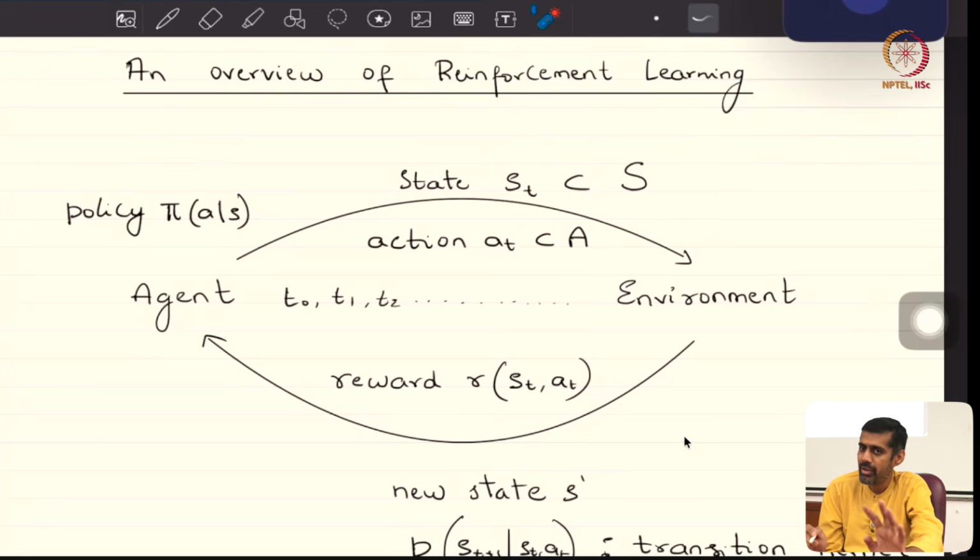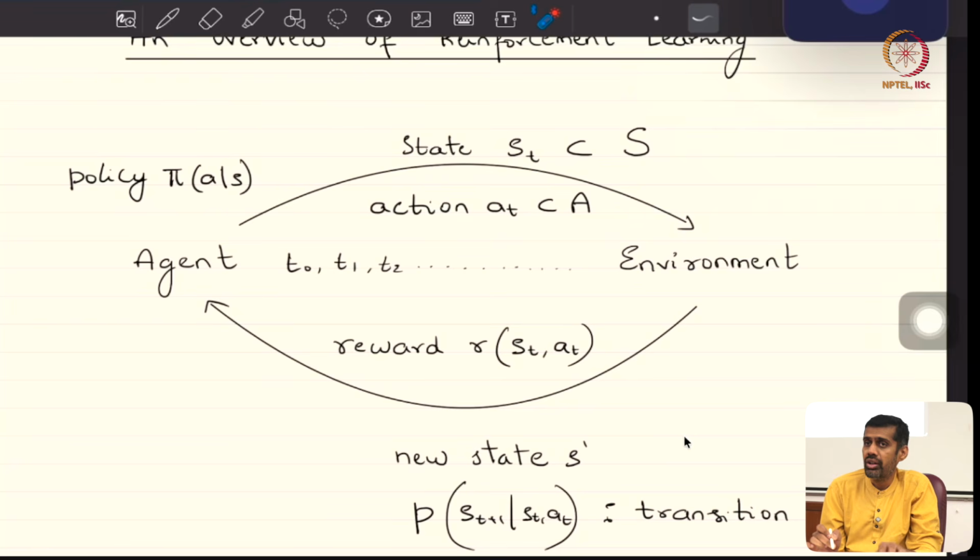So, this is the setting. There is an agent, it is in a state, performs an action, the environment gives back a reward, and this keeps happening. The agent keeps performing an action, the environment keeps giving a reward. And there is also something called a policy, which decides what action the agent has to take being at a particular state. It is a probability distribution over the set of actions conditioned on states. It is a conditional distribution. That is called a policy.